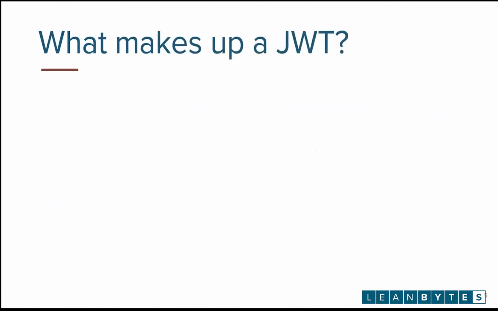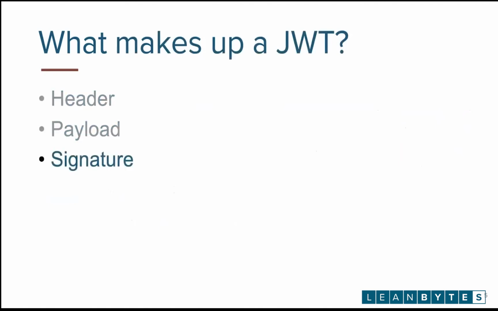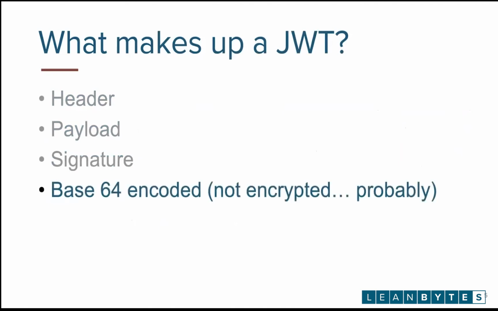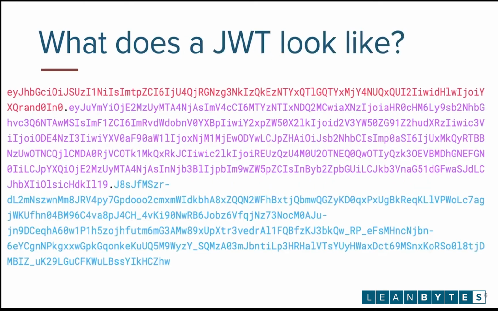There are three parts to a JSON Web Token: the header, the payload, and the signature. Those are the three pieces you need to worry about. JSON Web Tokens in general are base64 encoded. So those three pieces are base64 encoded, not encrypted, more than likely, although you can also encrypt JSON Web Tokens as well. If you look at a JWT, you will see something like this.